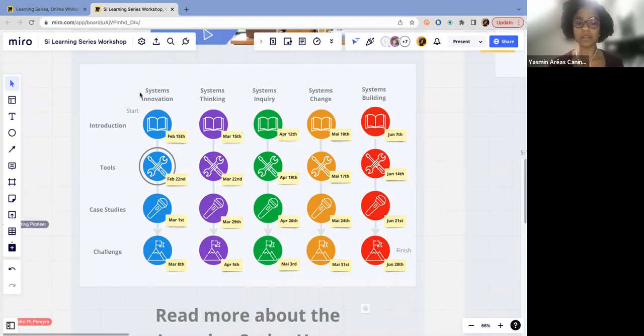We started the learning series last week with our first session, the introduction to systems innovation. Today we're going to cover the tools that we use at SI, and that we're going to use during this learning series as well. The next one is going to be case studies on systems innovation to finish this module with a challenge. Then we're going to come back to the introduction to systems thinking and so on until we finish on the 28th of June.